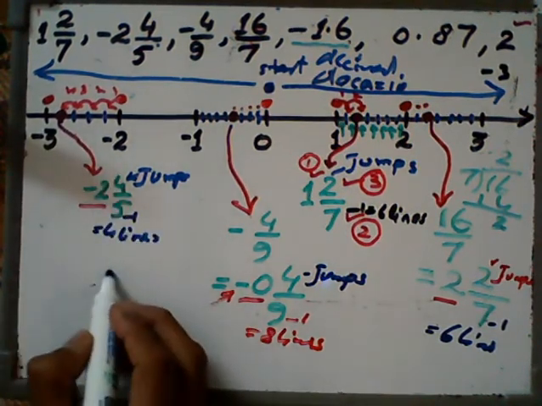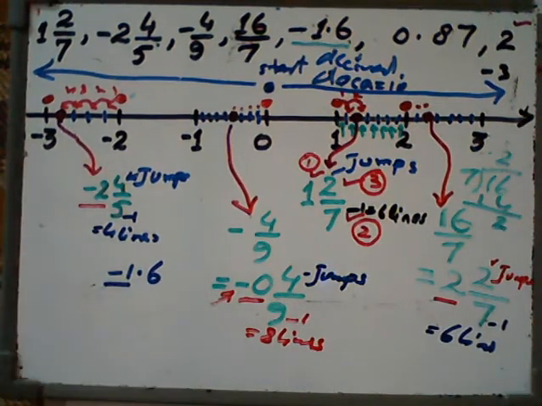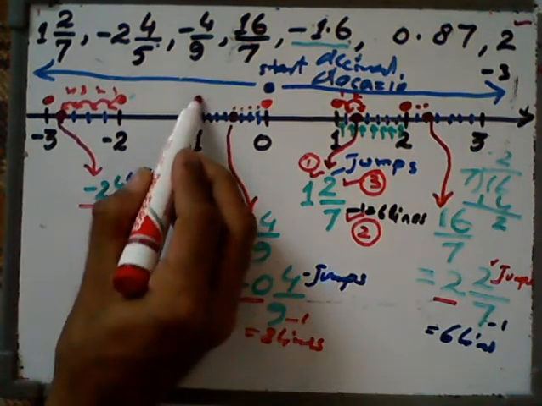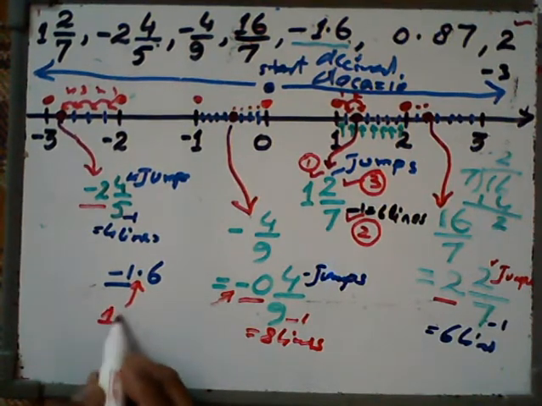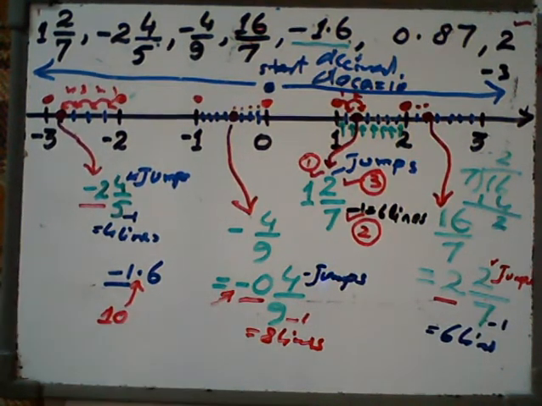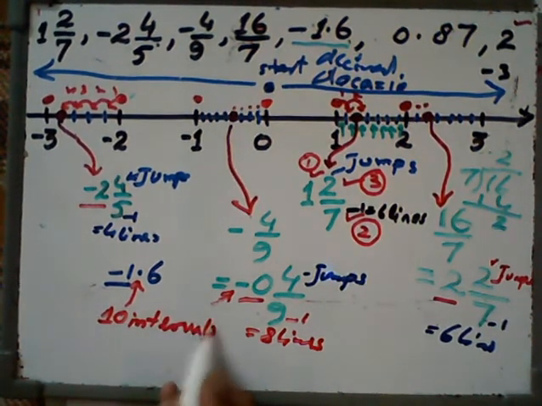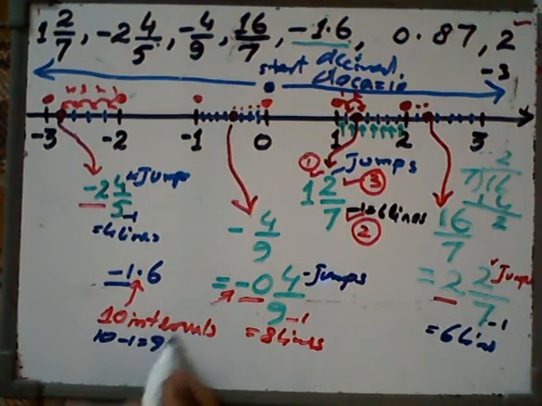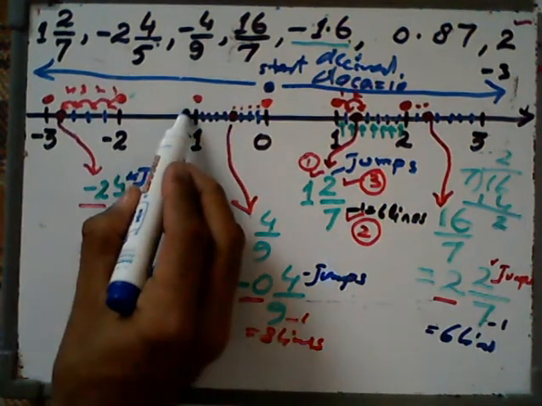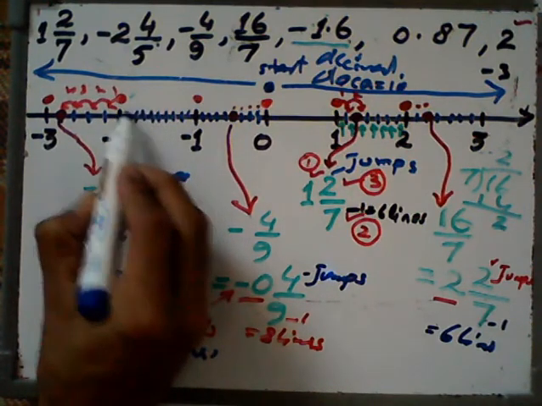So minus 1.6 means our starting point is -1. So we have a starting point as -1, and the decimal shows 10 intervals. It means from -1, 10 intervals, and 10 minus 1 is 9 lines. So we'll be drawing 9 lines here. Let's see, 9 lines: 1, 2, 3, 4, 5, 6, 7, 8 and 9.